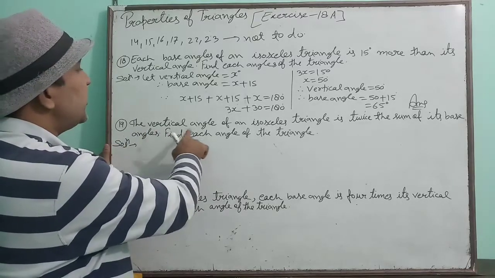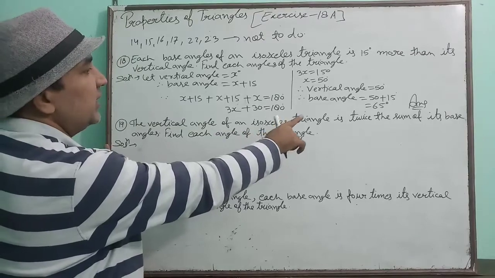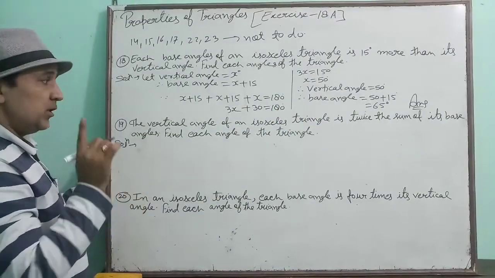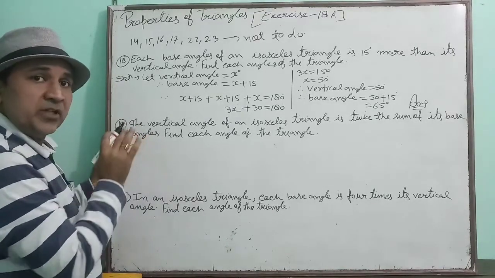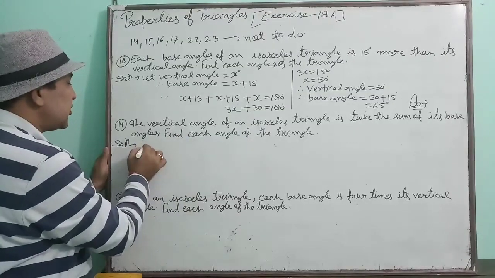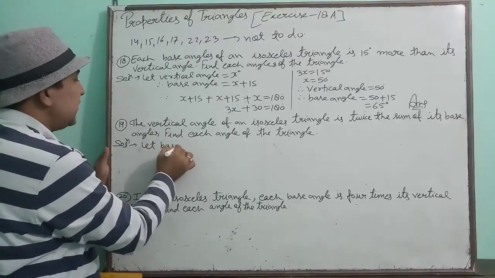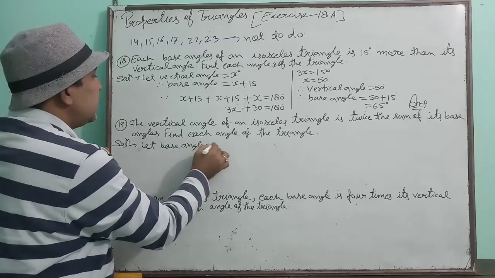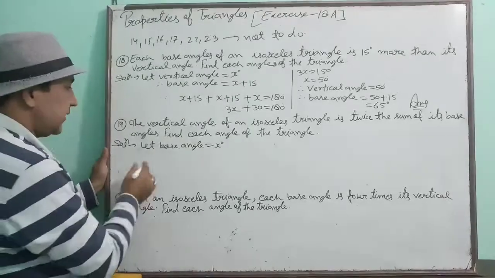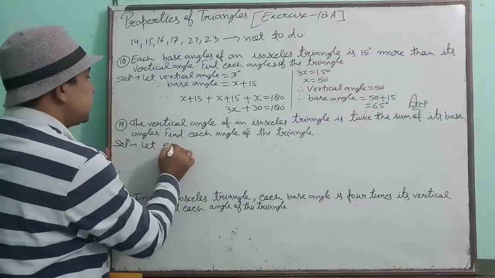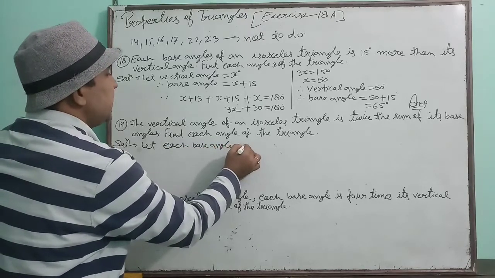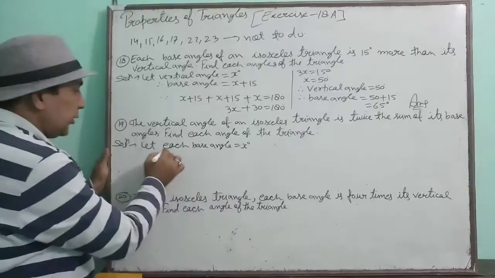Here the vertical angle of an isosceles triangle is twice the sum of its base angles. Be careful. When you are reading the statement, be very alert. Concentrate yourself while reading the question. Suppose that base angle is equal to x degree. Write down each base angle so that you should not confuse. Each base angle is x degree.